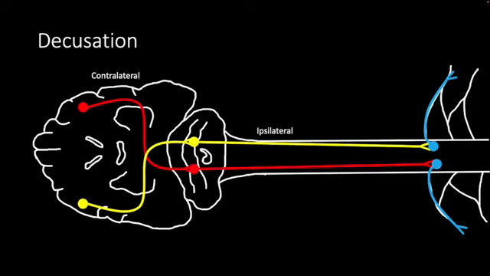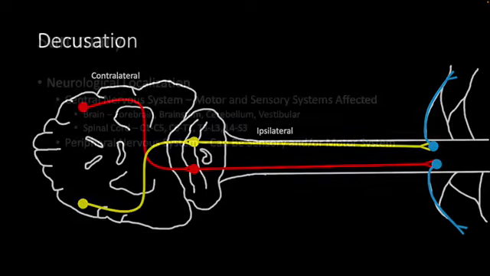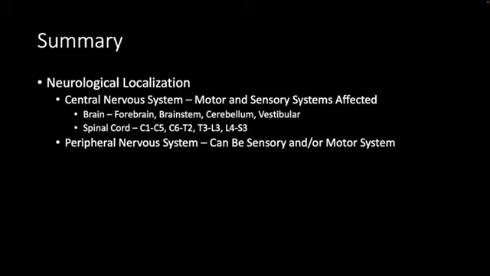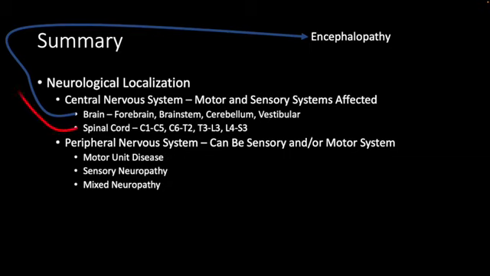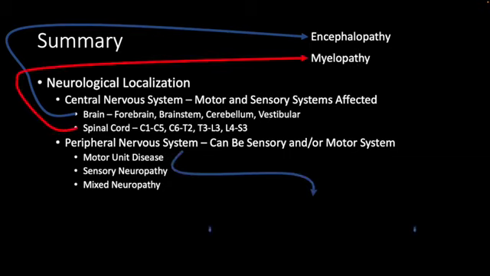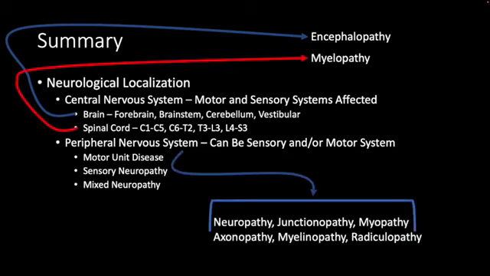With central nervous system lesions, both motor and sensory can be affected, where the peripheral nervous system could be just motor or just sensory. Now please understand that these are general rules, and there are always exceptions to the rules in medicine. Other terms to know: encephalopathy is disease of the brain, myelopathy is disease of the spinal cord, and the peripheral nervous system could be a neuropathy if it is just the nerve, a junctionopathy if it is at the neuromuscular junction, or there are conditions where just the axon, myelin, or nerve root could be affected.